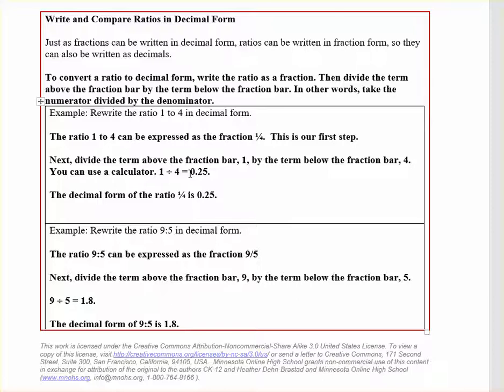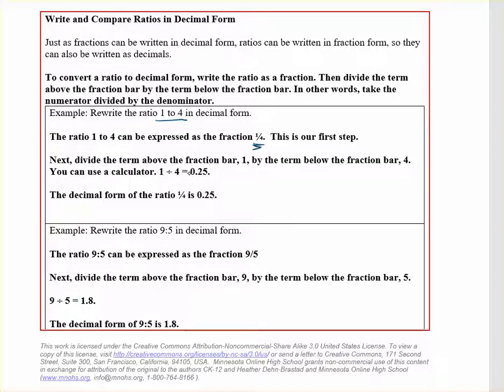All right, next we're going to write our ratios in decimal form. We would mainly do this if we needed to compare or to use that ratio in a calculation. So we are going to convert a ratio to decimal form by first writing it as a fraction, if it's not already, and then we're going to take the number on top of the fraction bar, the numerator, and divide it by the denominator. So here's an example. Write the ratio 1 to 2 in decimal form.